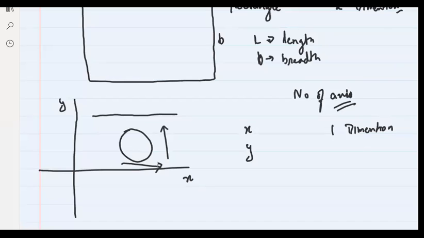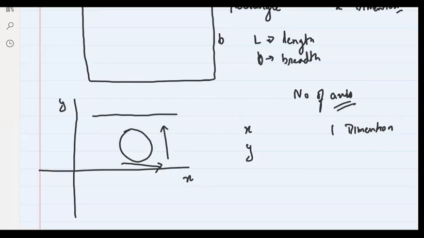Got it? No, no, no. Circle is two dimension. Any figure which can be drawn on a paper and has two different axes is called a two-dimension figure. Okay. Got it? I'll just give you one more example.